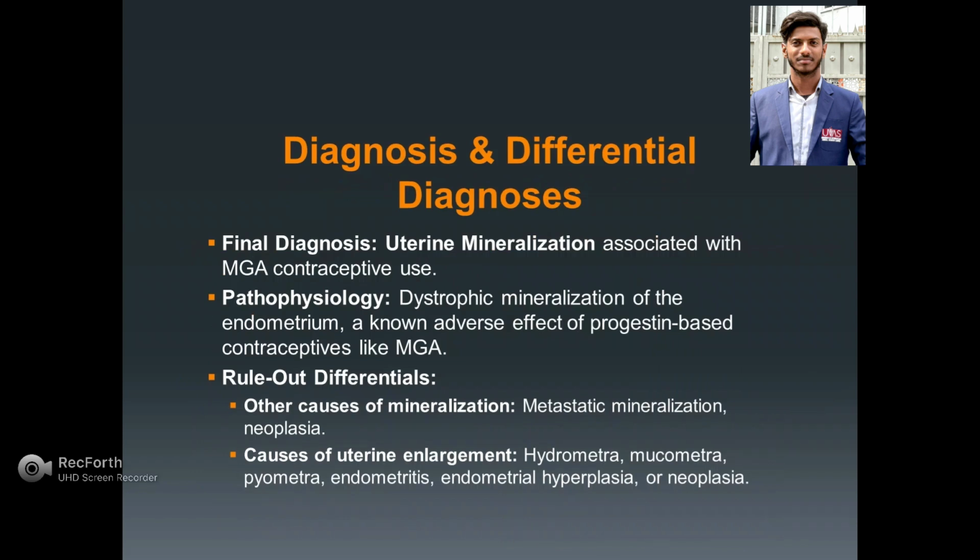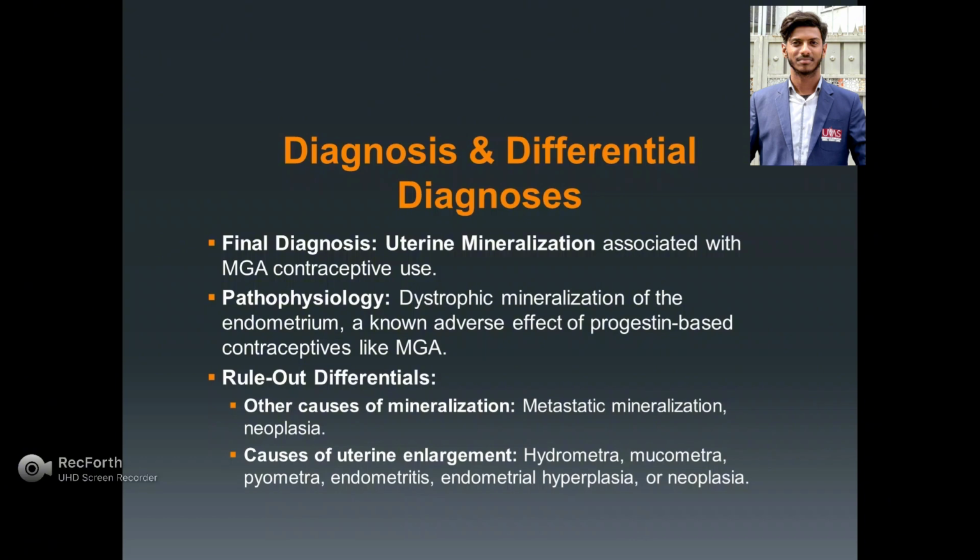Now move to the diagnosis and differentials. The final diagnosis is a two-part problem. One is the uterine mineralization, the primary issue, and the cause is directly associated with MGA use. This is a well-documented, albeit not extremely common, side effect of progestin-based contraceptives.